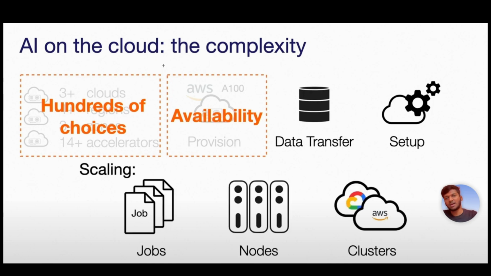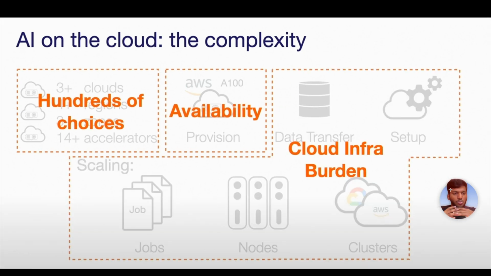Next comes the AI cloud complexity topic. If we start with the choices, there are three major cloud providers, as we all know. There are n number of regions, 3 zones and 14 accelerators. This is just an example I'm giving. There are other provisions also. Next comes the data transfer setup. When it comes to the scaling part, another huge level of complexity comes in. What are the nodes, what are the clusters, what are the jobs we need to run, how can we transfer data between the clouds. Everything comes under this complexity, so this is a problem.